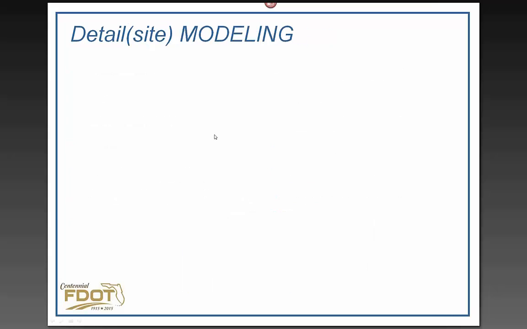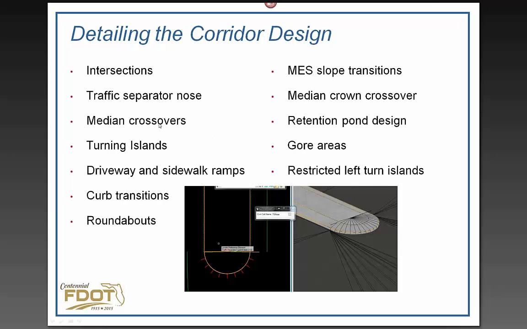Median crossovers is another one where you might have a curb return at a bullet, sort of at a median crossover, mitered end sections, retention ponds. A lot of these things all can be detailed out with civil cells.